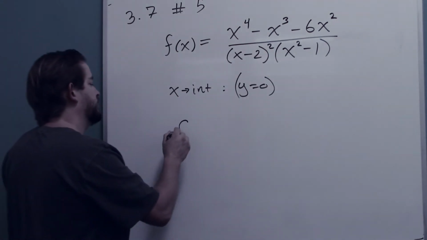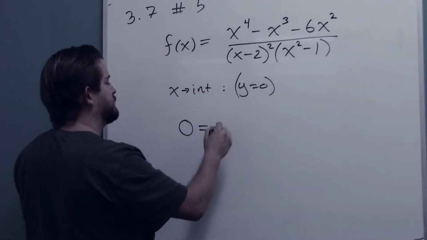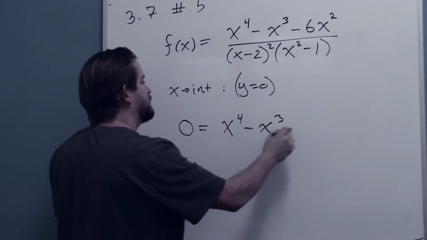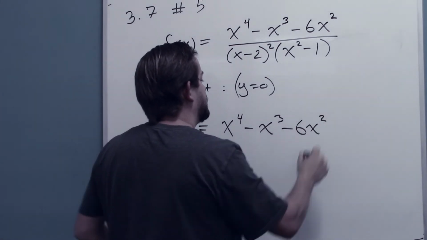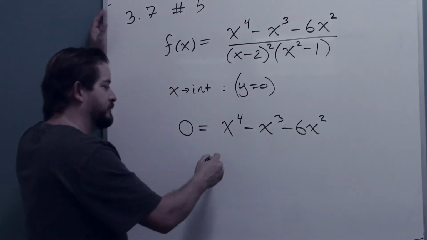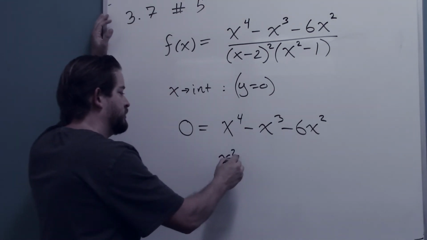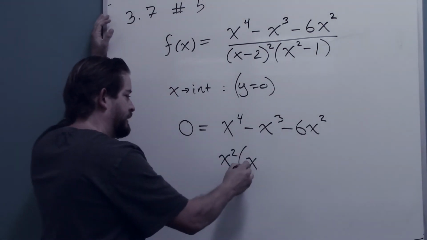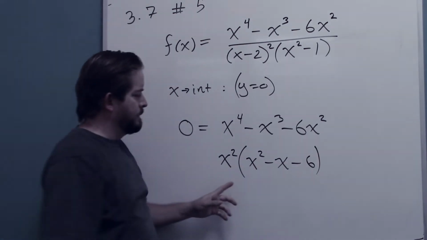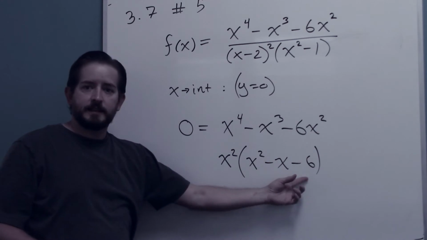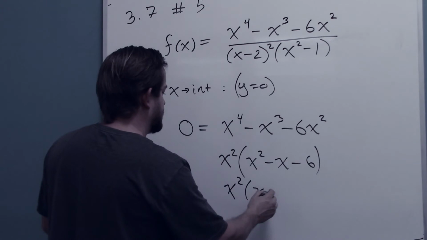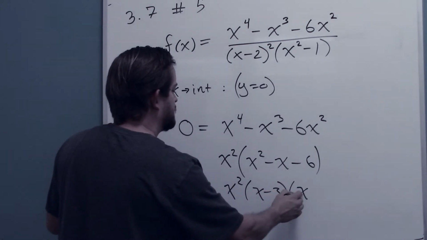So I'm really only interested in saying 0 is equal to the numerator, x to the 4th minus x to the 3rd minus 6x squared. How do I solve this? Well, I can factor out x squared from each of these on the right. That is x squared multiplied by x squared minus x minus 6. And then this x squared minus x minus 6 is x minus 3 times x plus 2.